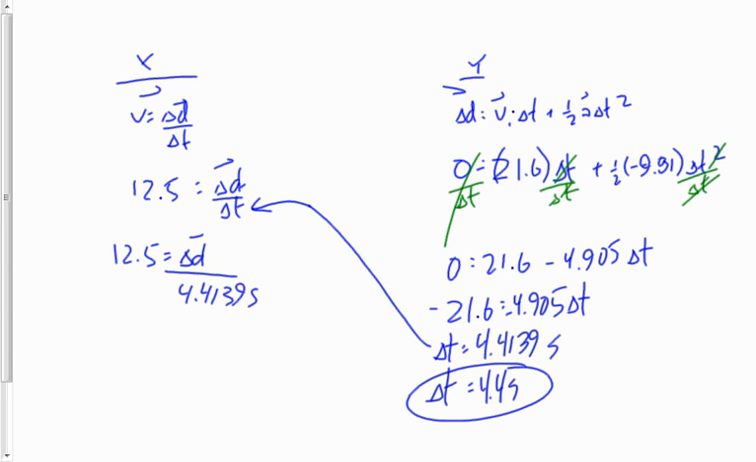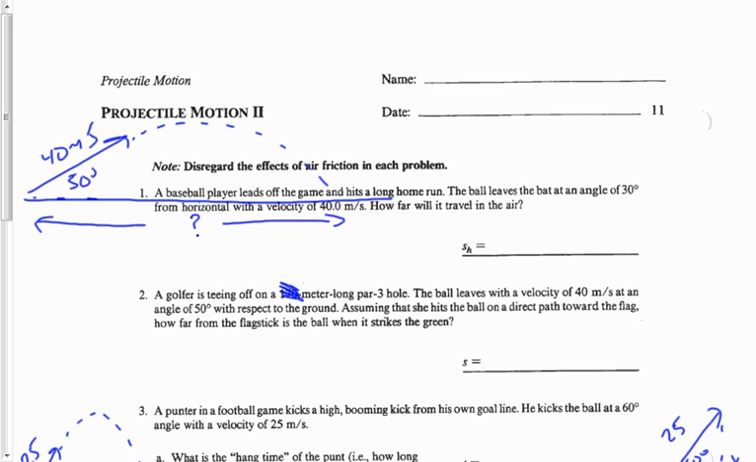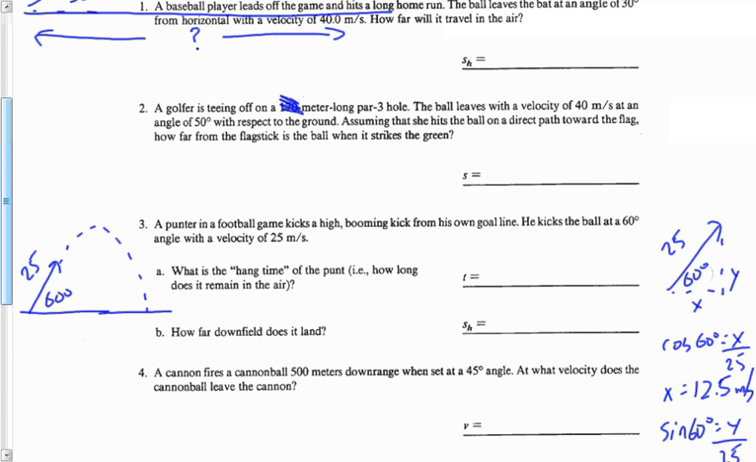Cameron? Yes, we've hit the ground. Let me just reread that question. The hang time. So question A says, what's the hang time of the punt? How long does it remain in the air? So in other words, if it remains in the air for 4.4 seconds, it hits the ground 4.4 seconds, or a 1,000th of a second after, right? So it's effectively the same time. Okay. How long is it in the air? How long does it take to hit the ground? Effectively the same time. All right.